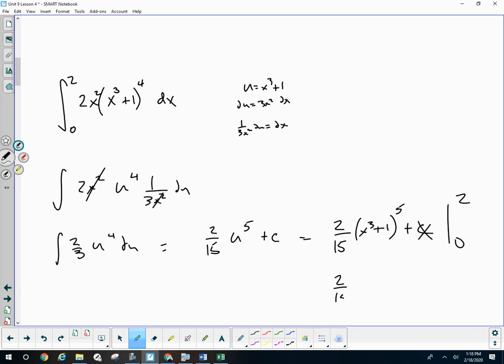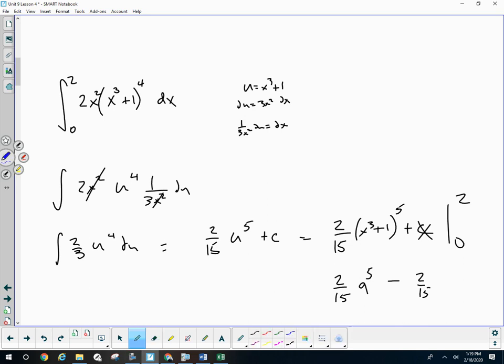This is 2/15 9 to the 5th minus 2/15 1 to the 5th. 1 to the 5th is just 1. Right? Doesn't this look nice? Don't have to bother with anything that's crazy. So know that you could just do that. Okay? You could do that.